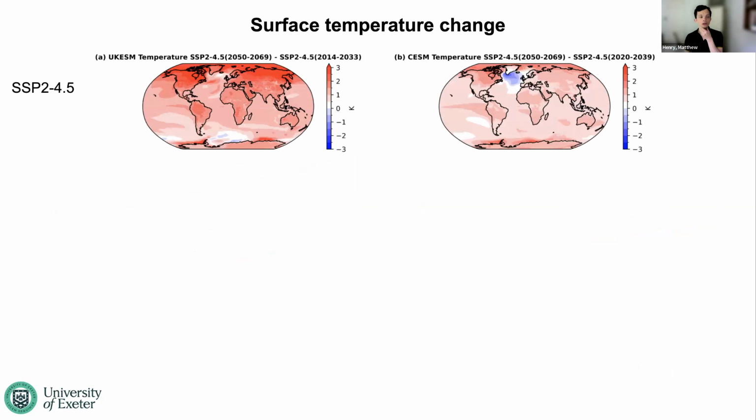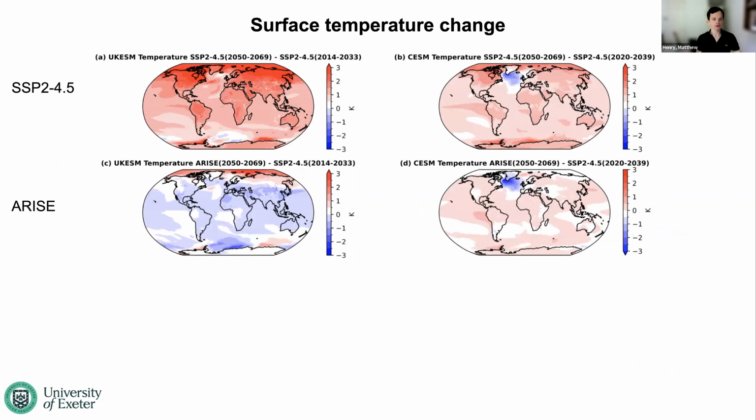And then we can look at the surface temperature change. So on the left, I'll be showing the UKESM, and on the right, the CESM. And this is for the background warming scenario, SSP 245. And then for the geoengineered climate.